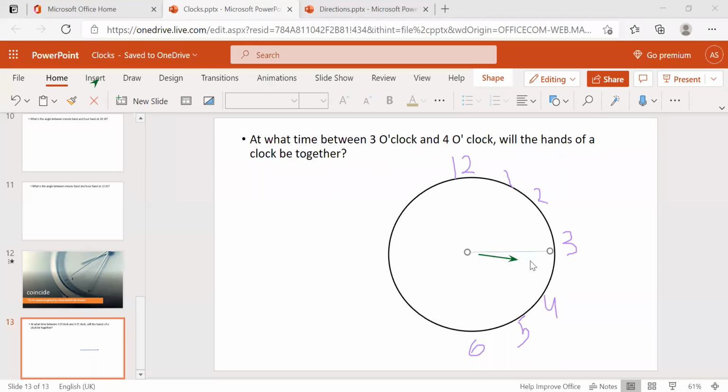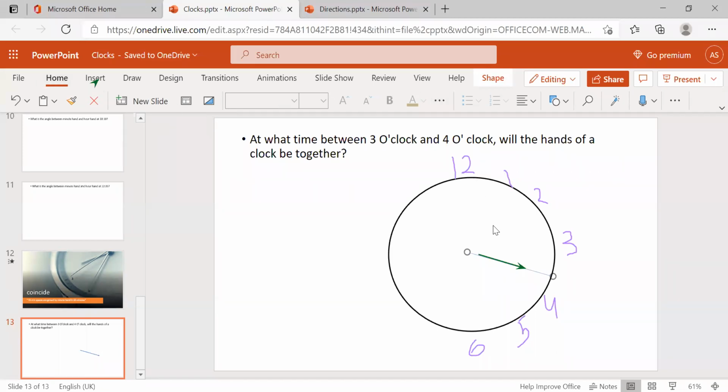How much does it move? Somewhat, maybe for 15 minutes it's 7.5 degrees. It is not exactly in the same line, but like this it keeps moving. So at one place it should coincide. Both coincide like this. Exactly, both the hands will coincide.